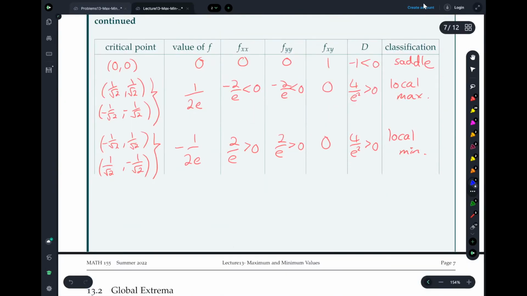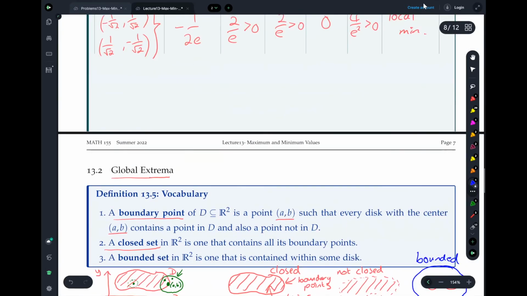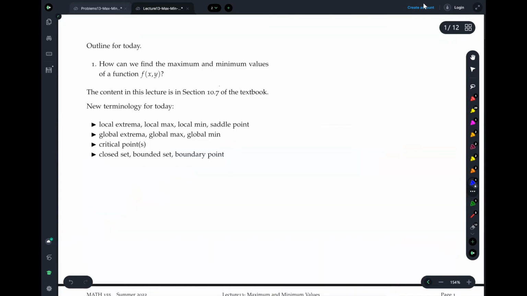Okay, so we can come up with a table like this. Does anyone have any questions about any of that material? Nope. Okay, let's go through some problems then.